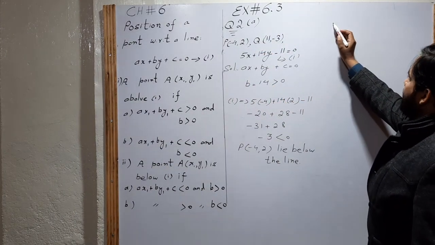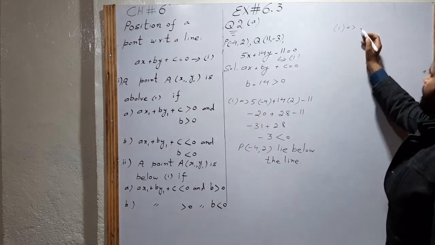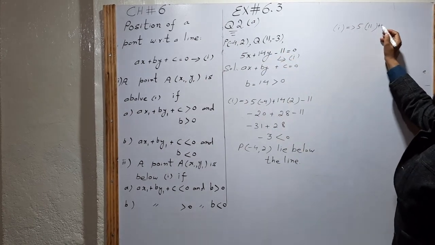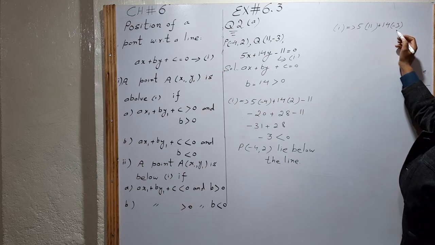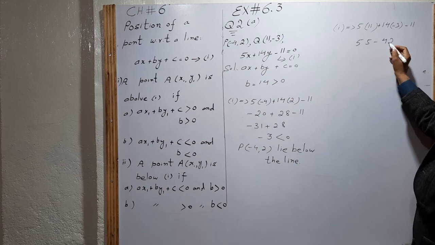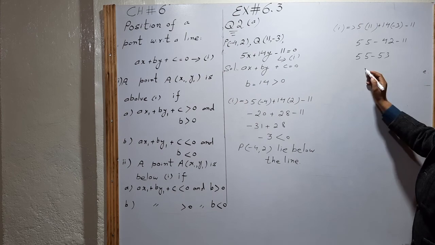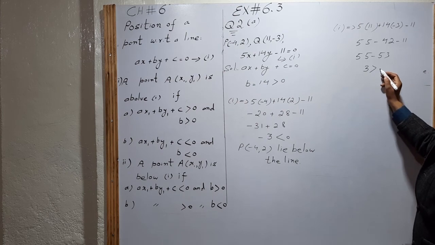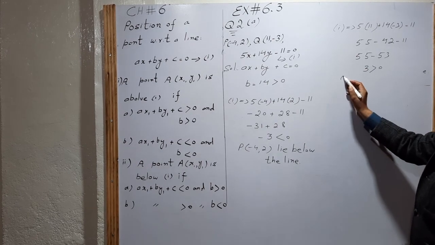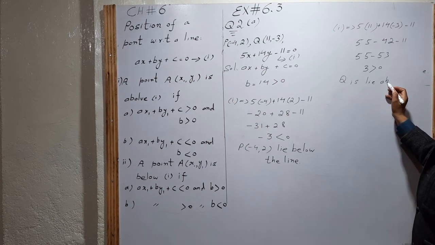So equation 1 implies that in this case 5x, x is 11, plus 14y, y in this case is minus 3, minus 11. So this is 55 minus 42 minus 11, this is 55 minus 53, so this is 3 which is greater than 0 and b is also greater than 0, it means the same sign. So in this case Q lies above the line.